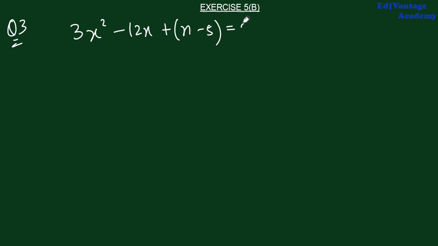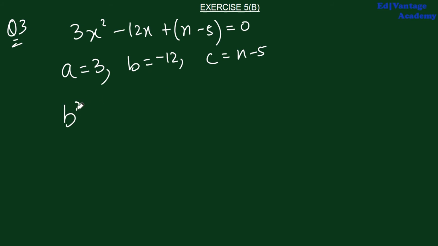Moving to the third question, question number 3. If you see in question number 3, they have given it as 3x square minus 12x plus n minus 5 is equal to 0. And they also said the roots are equal. Since roots are equal, b square minus 4ac is 0. But first let me see what a is. A is 3, b is minus 12 and c is n minus 5.